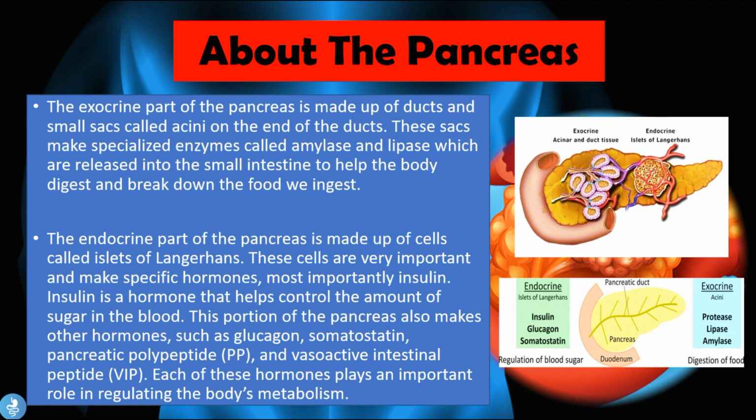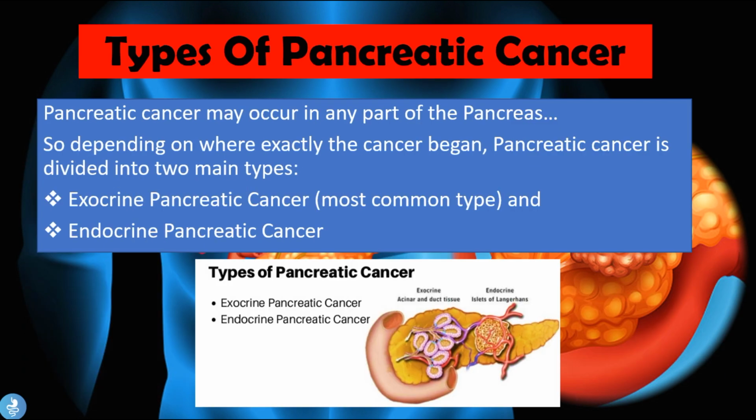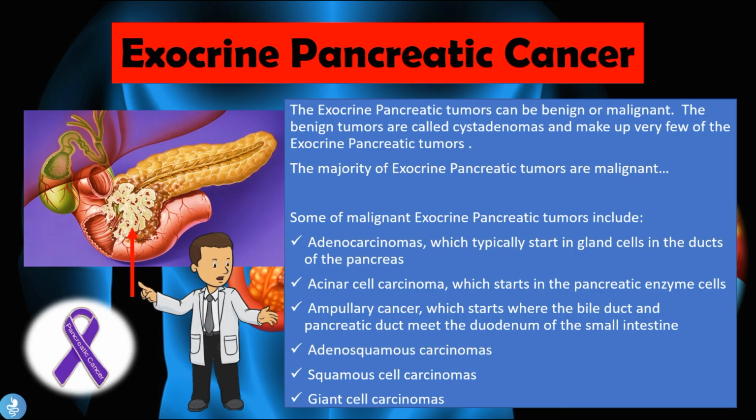So now that we know the two main parts that make up the pancreas, let's take a closer look at the types of pancreatic cancer. Pancreatic cancer may occur in any part of the pancreas. So depending on where exactly the cancer began, pancreatic cancer is essentially divided into two main types. We can have exocrine pancreatic cancer, which is the most common type, or we can have endocrine pancreatic cancer. The exocrine pancreatic cancer will affect the acini and ductal tissue, and the endocrine pancreatic cancer will affect the islets of Langerhans. So now let's briefly talk about the exocrine pancreatic cancers.